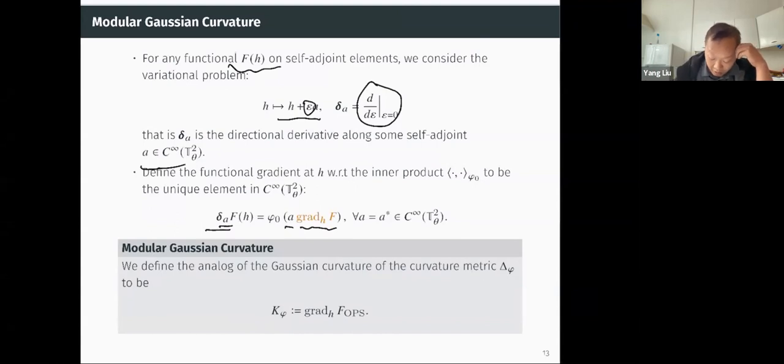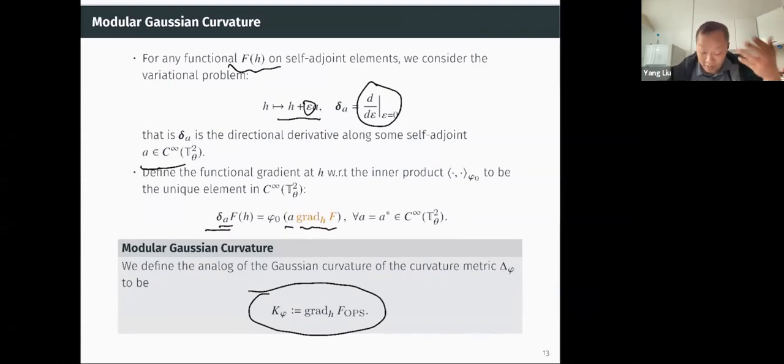And then we call this the modular Gaussian curvature, whose formula has been explained in great detail in Masu's talk. The explicit formulation involved these complicated functions from rearrangement. This is not my focus in the talk. So here is the definition of the Gaussian curvature on the non-commutative torus associated to the modular spectral triple.